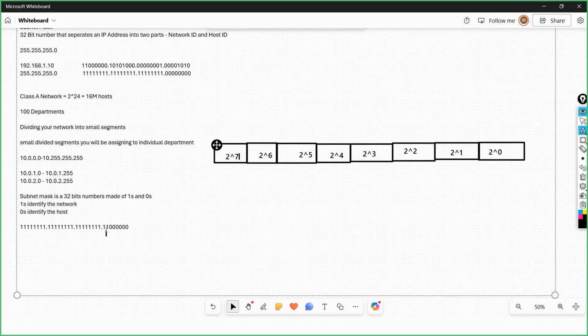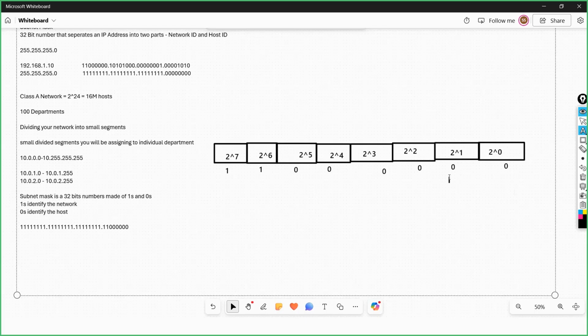Now, just take this number: 1, 1, and then all are 0, 0, 0, 0, right? So just write down over here 1, 1, then all are zeros: 0, 0, 0, 0, 0. This is what I have written, right? Now you can calculate.